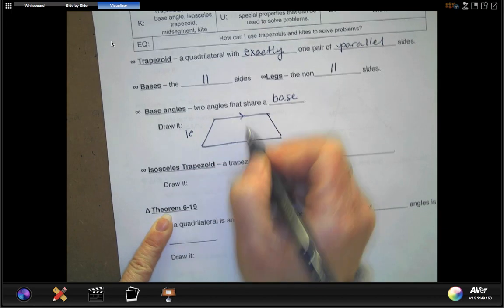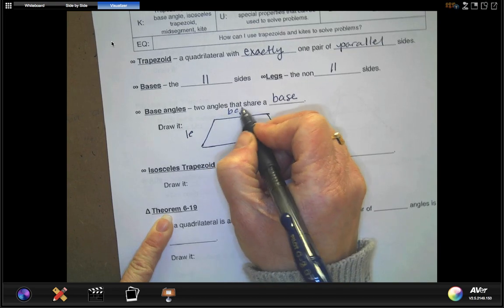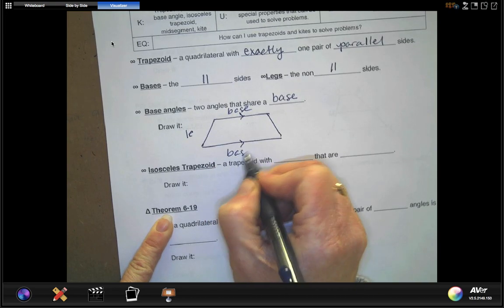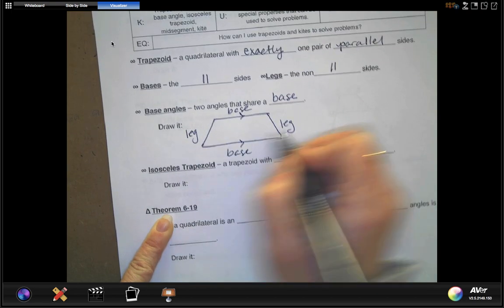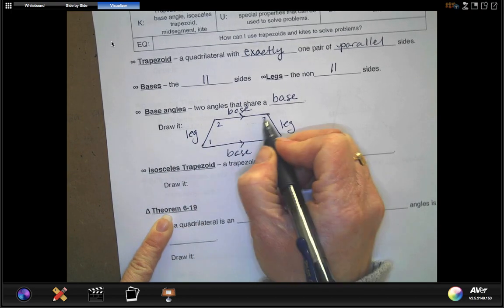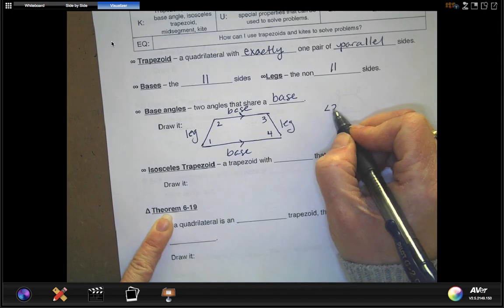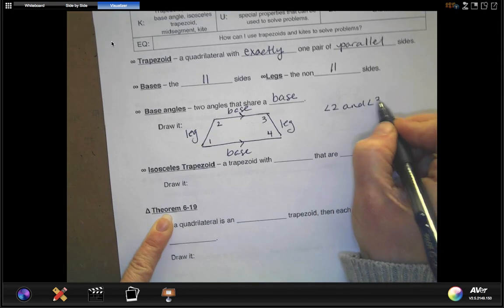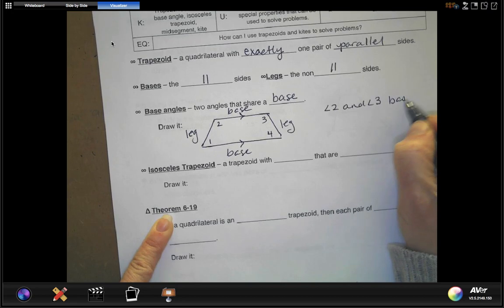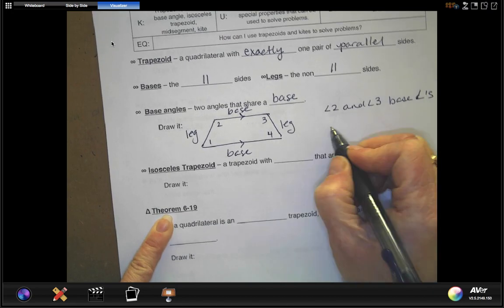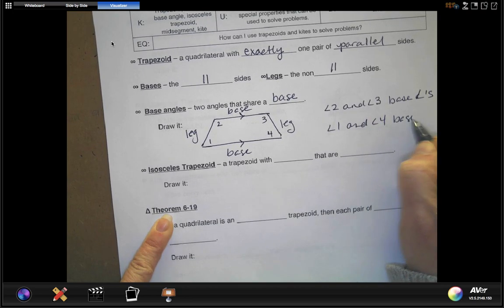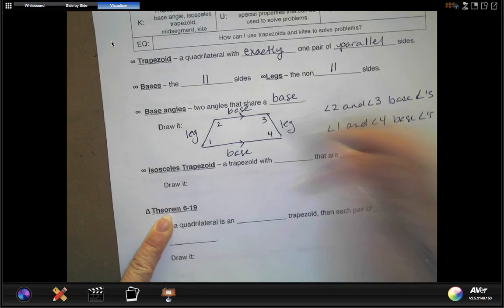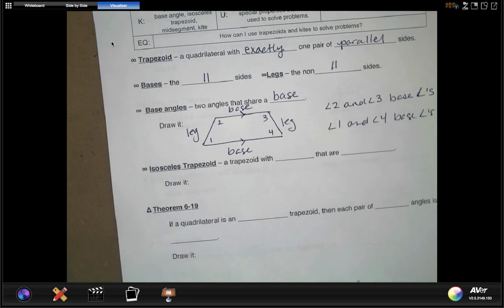So if these are my parallel sides, then this would be one base, this would be another base. These are my non-parallel sides, so this would be a leg, this would be a leg. So 2 and 3 are a pair of base angles. And then 1 and 4 are a pair of base angles. I would not want to put 2 and 4 together because they're not sharing a base.